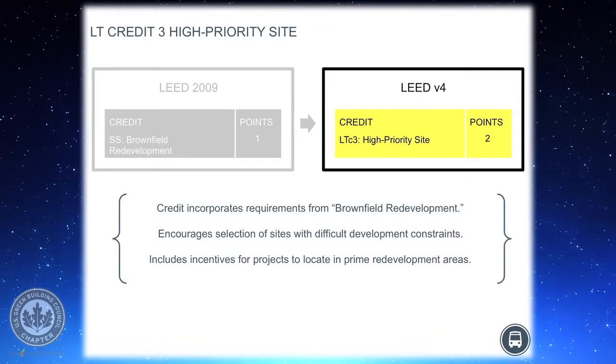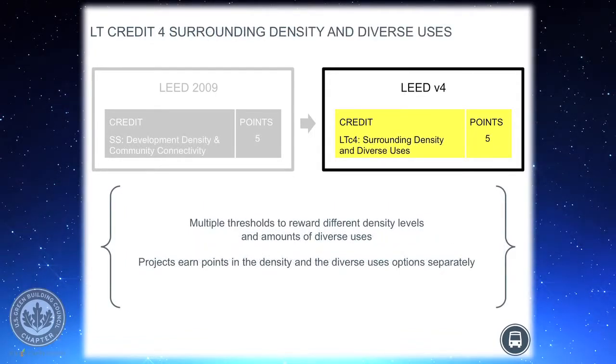The next credit is surrounding density and diverse uses. Here we've allowed projects to earn either density or diverse uses or both, slight change from 2009. And then we have modified the density levels a little bit to reward different entry points of density for the requirements.